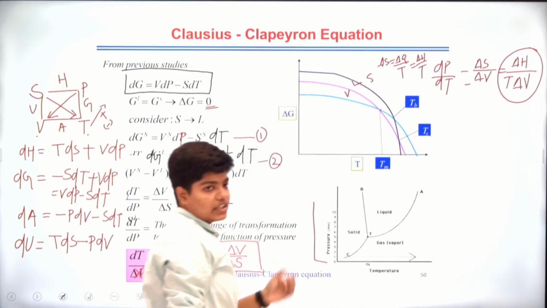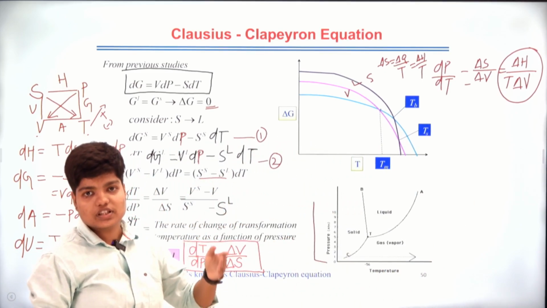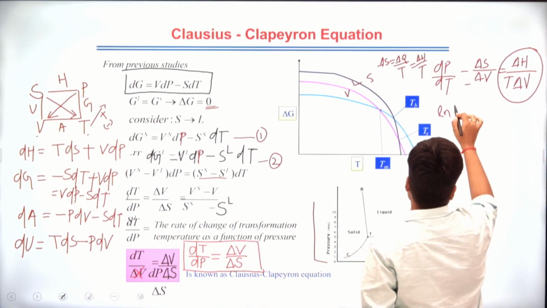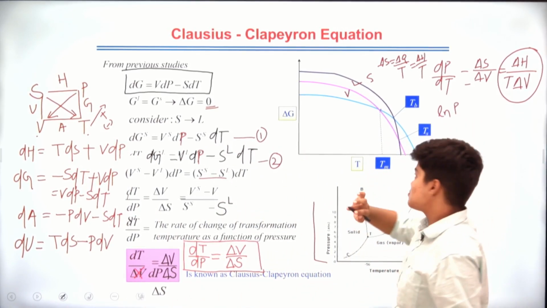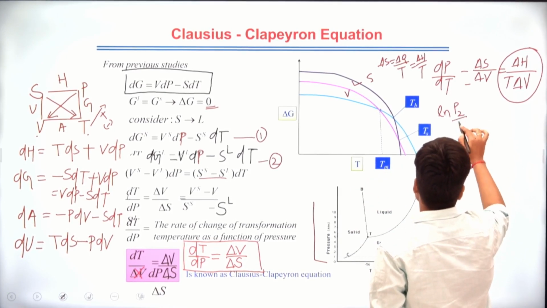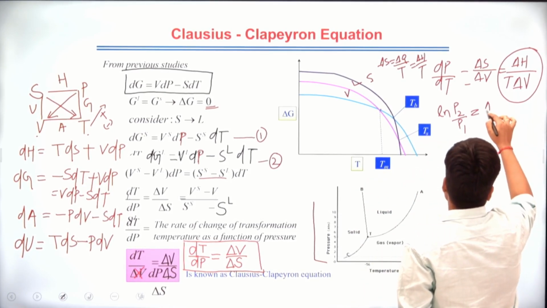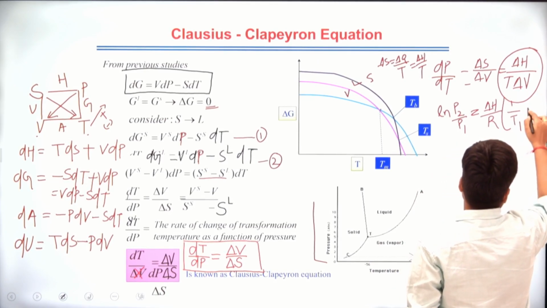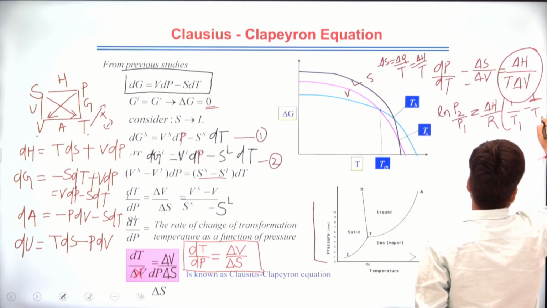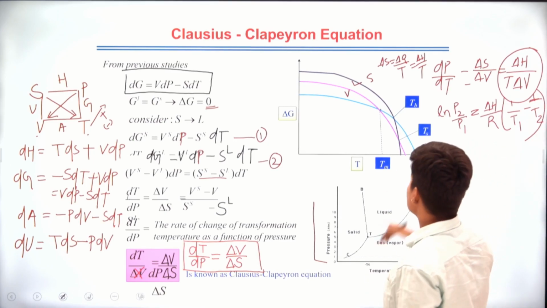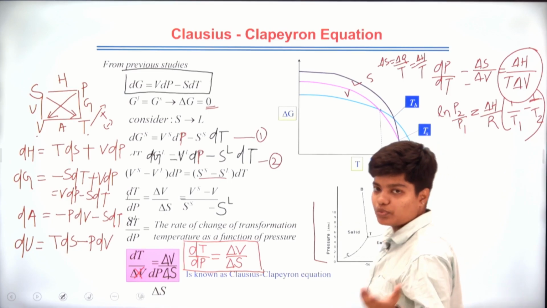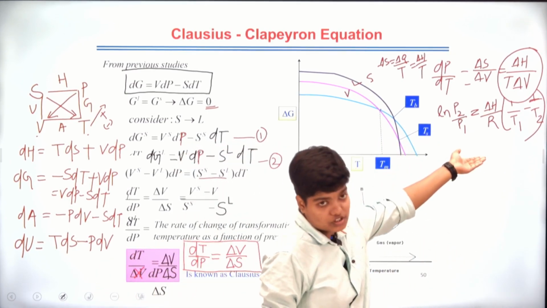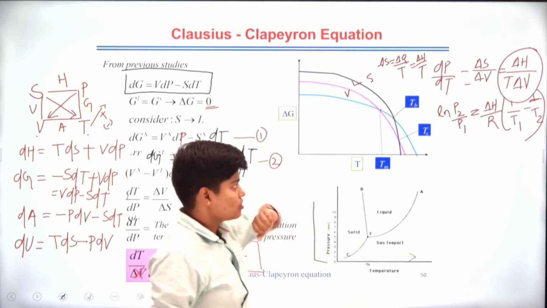Also there is one integrated equation, that is ln P2 by P1. From this equation we can derive another form of the Clausius-Clapeyron equation. Okay, ln P2 by P1 is equal to delta H by R times (1 by T1 minus 1 by T2), and this equation we can also derive if we take PV equals nRT and V equals nRT by P. From that we can derive this equation. This is the integral form of the Clausius-Clapeyron equation.